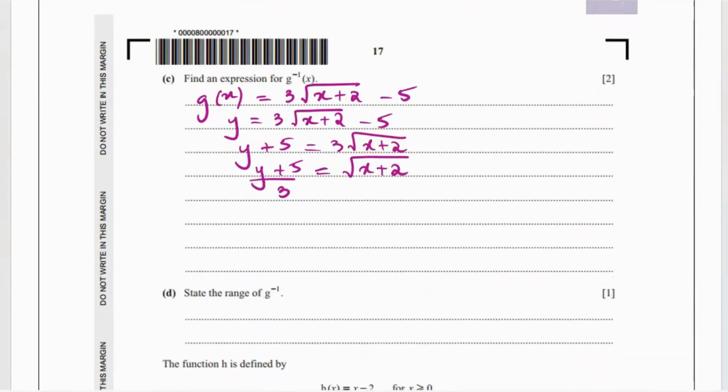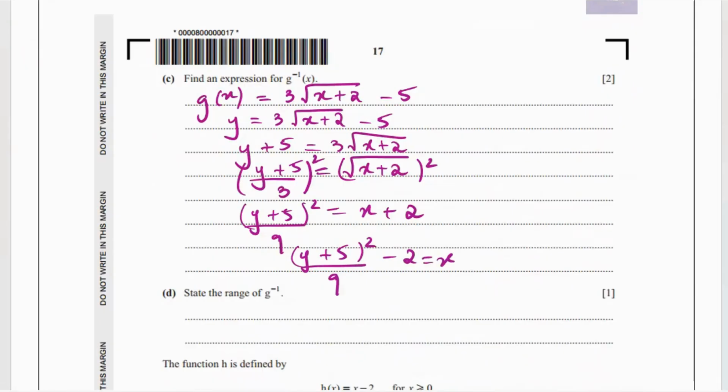Then we will square both sides to get rid of the root. So that's going to be y plus 5 whole squared divided by 9 equals x plus 2. And then lastly, we subtract 2. So your inverse function is x plus 5 whole squared over 9, and then minus 2. That is your g inverse of x expression.